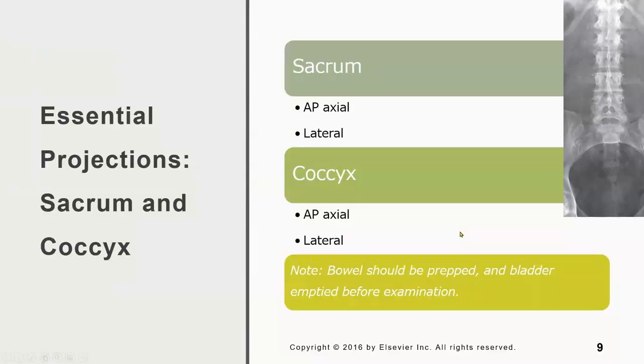Okay, sacrum and coccyx. Sacrum would be an AP axial and a lateral. Coccyx would be an AP axial and a lateral. AP and lateral, that's what we're doing with an angle. But when the sacrum or the SI joint was 30 to 35 degrees cephalic angulation, the sacrum is only 15 degrees.